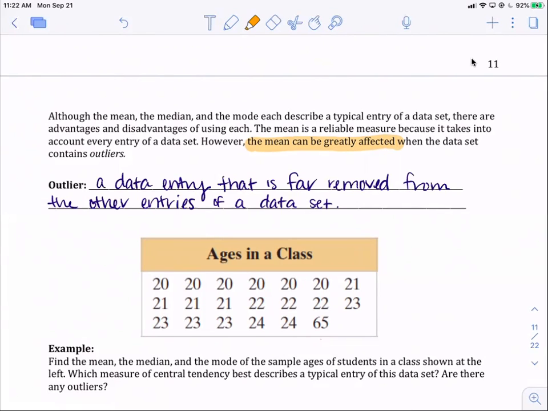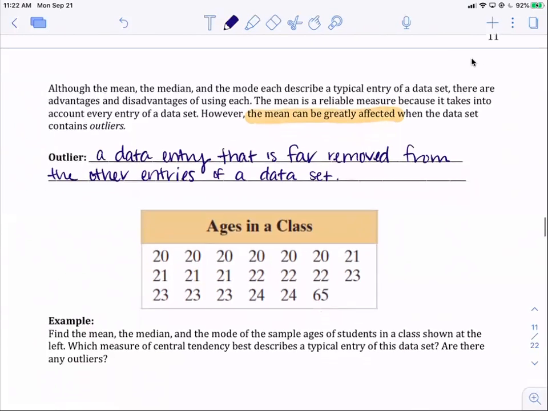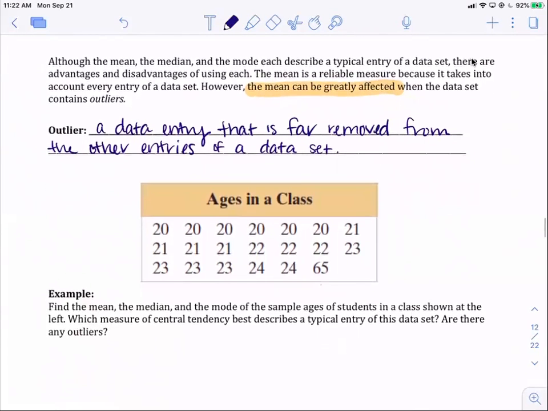Okay, so we're going to look at a sample of the ages of students in the class. We're going to find the mean, the median, and the mode. And then we're going to talk about which measure of central tendency describes a typical entry. So how do we find the mean? Let's review.